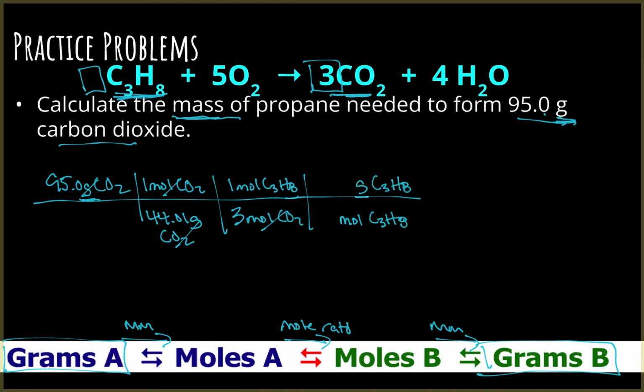And anytime, like we said, you have grams, that's always 1 mole on the other side of it. So I'm going to add up 3 C's plus 8 H's, and that gives me 44.11, which is just a coincidence that it's that close to the other mass. Again, multiply across, divide top to bottom, and I end up with 31.7 grams C3H8.